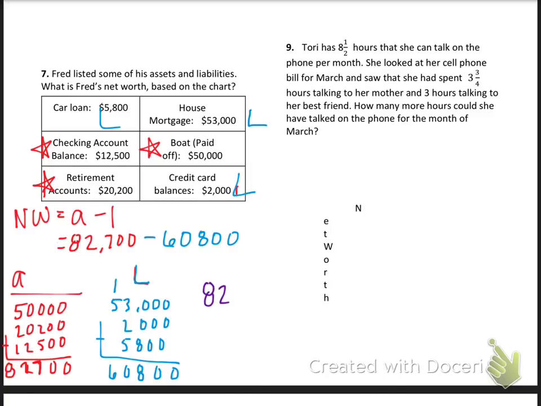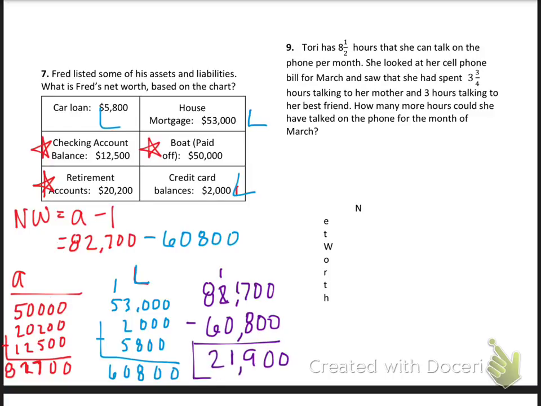Remember, you always want to subtract your liabilities from your assets, even if your liabilities are more. That just means your number is going to be negative. It is possible to have a negative net worth. Right? Remember, we talked about all the celebrities that make really poor decisions and how they owe too much, they don't make enough, things like that. So it is possible, but this person, Fred, does have a positive net worth of 21,900.